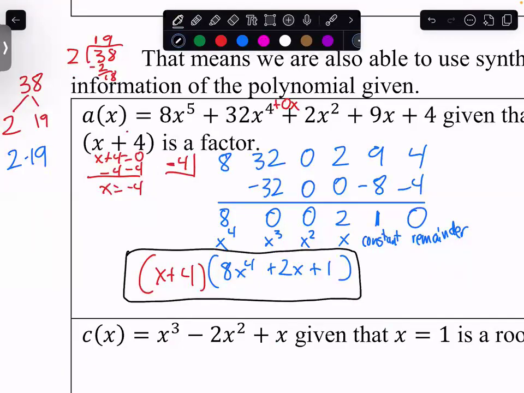Okay, so now you would check if this parentheses could be split up even further. But at the moment, we don't really know how to do that, right? It's not a quadratic. It's x to the fourth, not x squared. So we can't really do our normal methods. So yeah, we'll just leave it here.